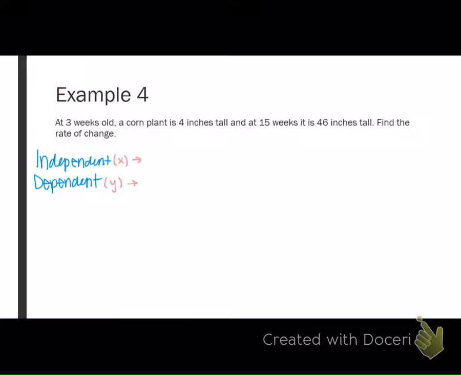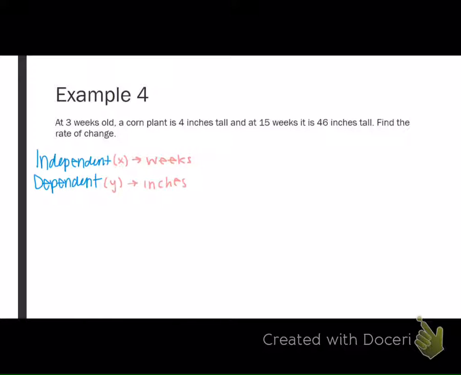But can the height of the plant grow over time? Yes. The height of the plant is dependent on the number of weeks it's growing for, right? That's why it's the dependent variable, because the height is dependent on the weeks it is growing. The weeks aren't dependent on its height, are they? The weeks are going to change no matter what, right? So weeks are your independent, and dependent is inches.